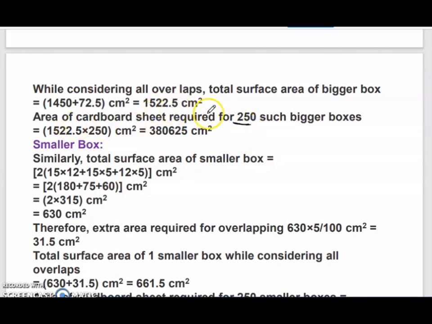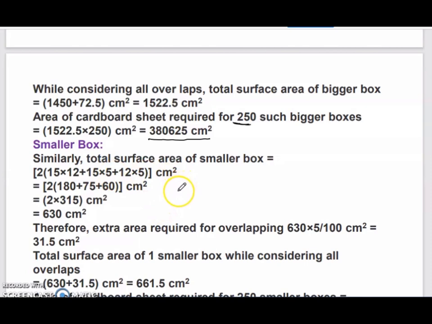This is for one box. If you need to find for 250 such boxes, you will multiply this number 1522.5 into 250. So this will be the answer that you will be getting. For 250 boxes, including the overlaps, this much area will be required in centimeter square. Same procedure will be done for the smaller box also.